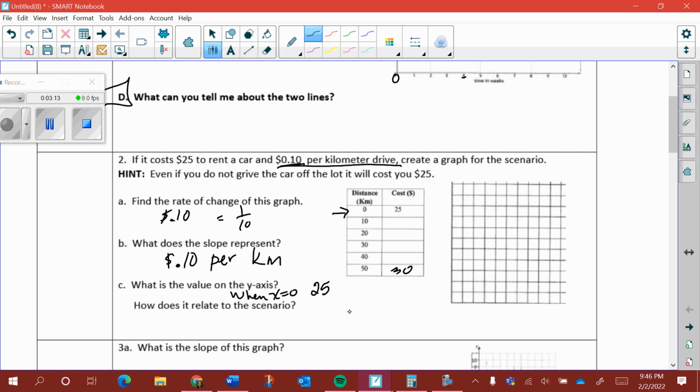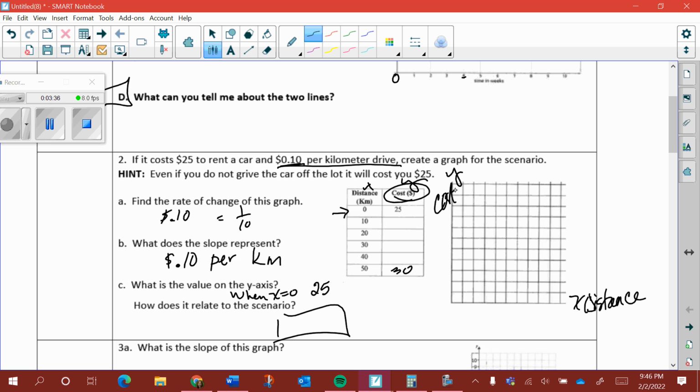And then what does that represent? Well, look at what my y value is here. This is x and this is y. What's the y value? So make sure you put that here. This is going to be your y value, which is cost, and this is your x value, which is distance. And then go ahead and graph that.